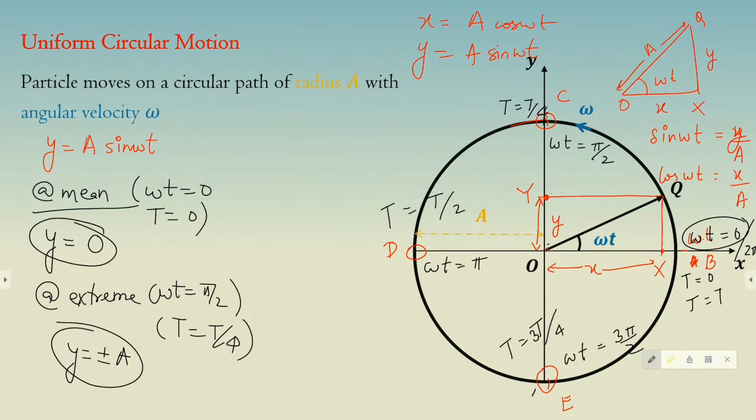So, if somebody would have taken x is equal to a cos omega t, then at mean position, what will be the value of x? Plus or minus a? At the extreme position it will be. For this extreme and this mean, x will have its own mean, its own extreme, isn't it?